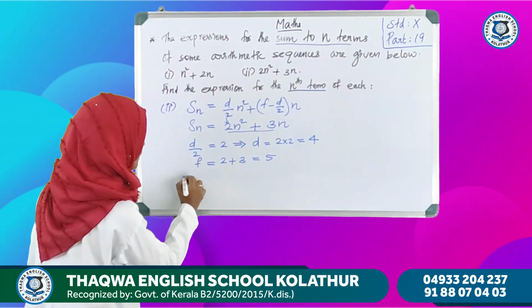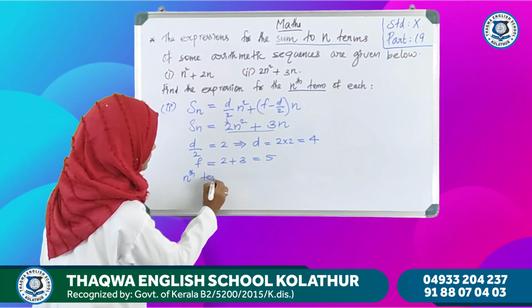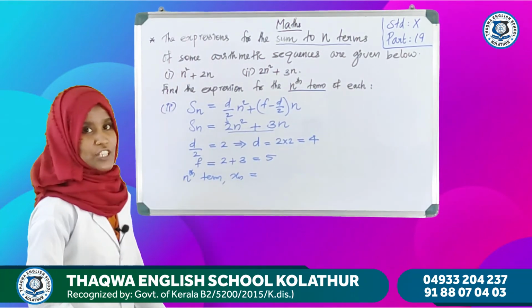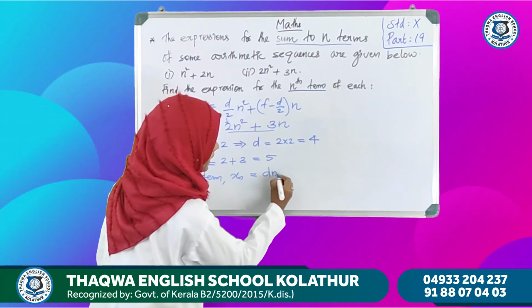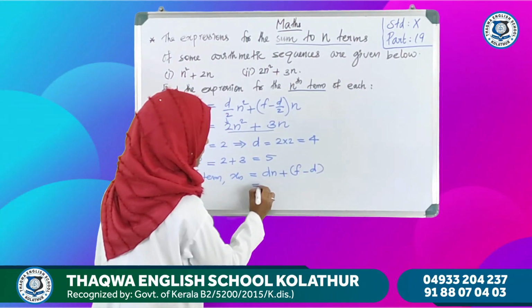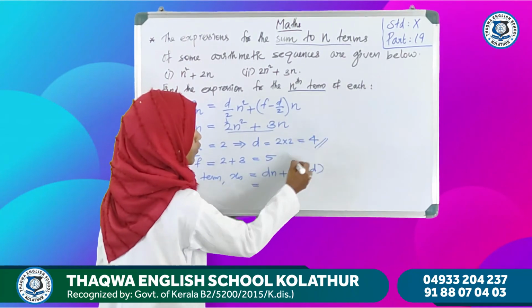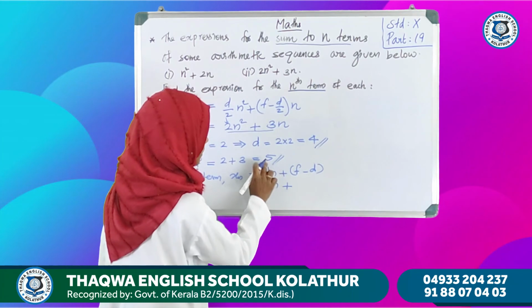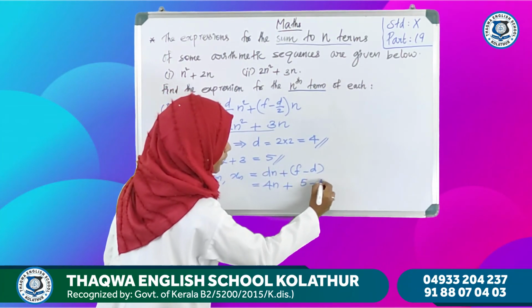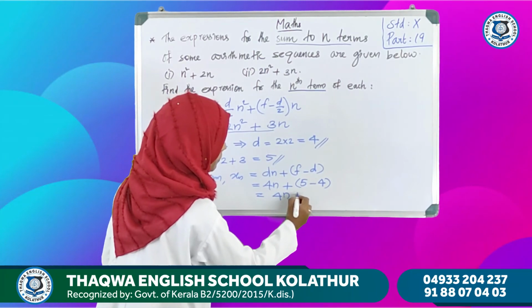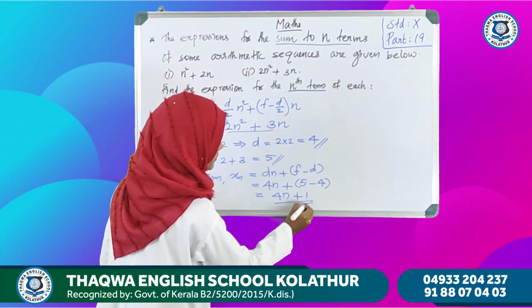Now you have to find out the nth term. Nth term xn. What is the equation? dn plus f minus d. What is d? 4, f is 5. 4n plus 5 minus 4. That is 4n plus 1.